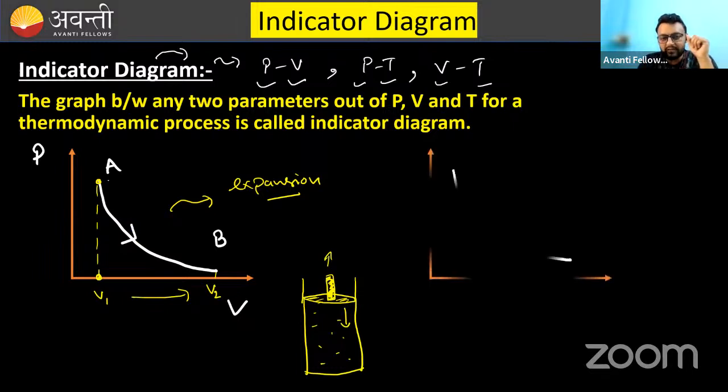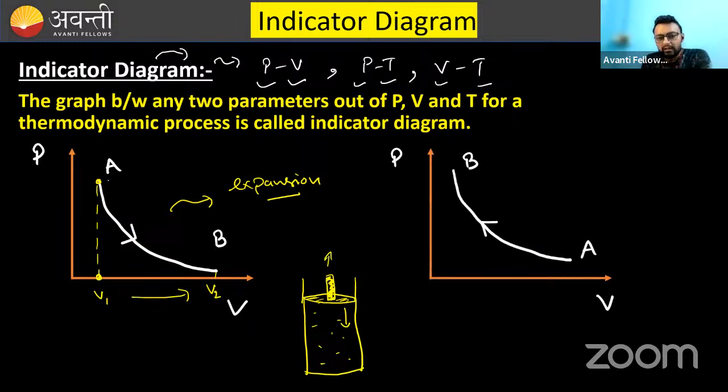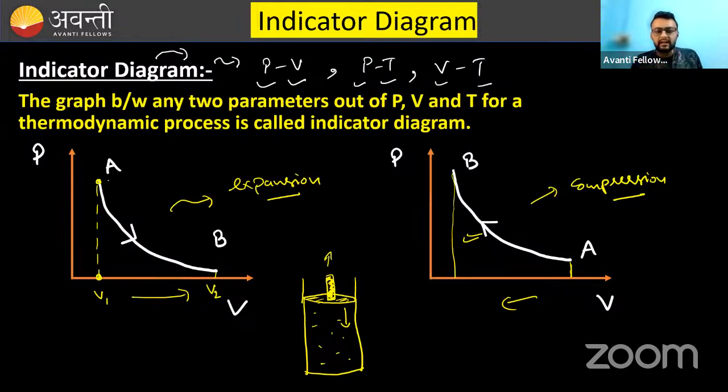Now, in another graph, you can see that the process is from A to B. You can judge it from this arrow. Now you can see that at this point and at this point, you are moving in this direction. So this is nothing but compression. Is it clear now how to use the indicator diagram?